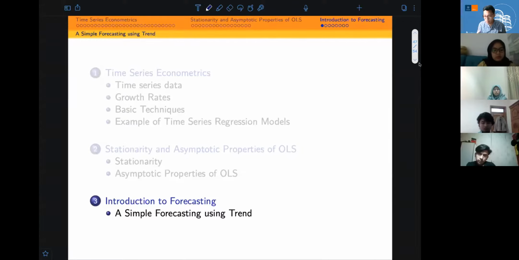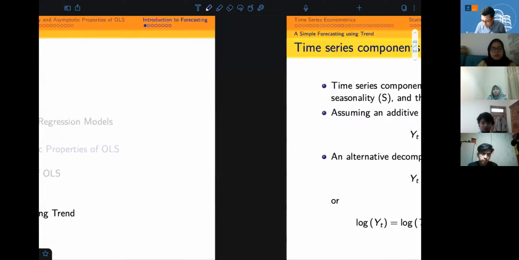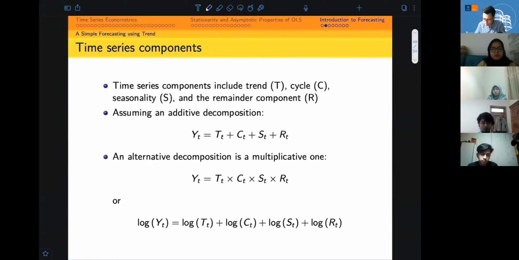If you wanna do a better forecast or better predictions, you wanna identify each component of the time series. But for this particular case, we're just gonna focus on the trend component. Okay, so it's not gonna yield a good prediction or a good forecast, but it's gonna lay out a foundation for you on how to do forecasting in general.